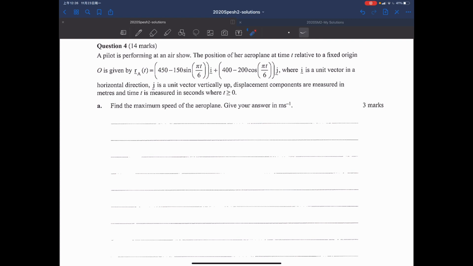Displacement components are measured in meters and the time t is measured in seconds, where t is greater than or equal to 0. What's interesting in this year's exam too is that they didn't assess differential equations. Instead, they doubly assessed vector calculus. So that is an interesting thing to see, especially in these COVID-19 years. Okay, so we want to find the maximum speed of the aeroplane.